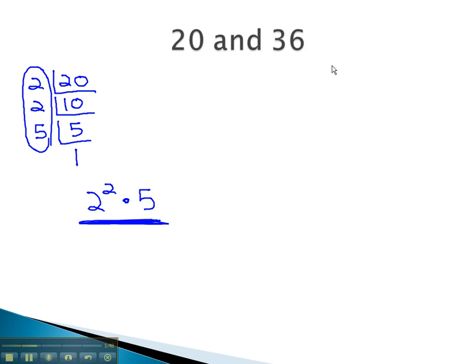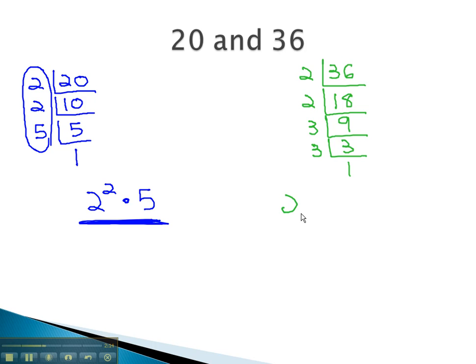Similarly, we will find the prime factorization of 36. 36 is divisible by the prime factor 2, 18 times, which is divisible by the prime factor 2, 9 times, which is divisible by the prime factor 3, 3 times, which is divisible by the prime factor 3, 1 time. 2 times 2 times 3 times 3 is 36, or 2 squared times 3 squared.